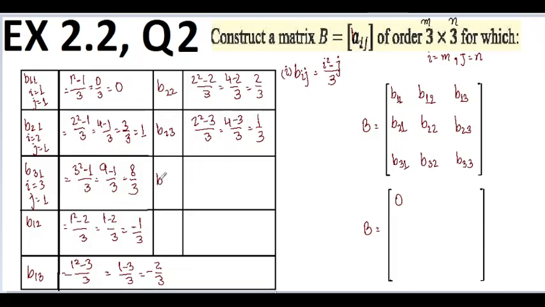Now we get B32. It is equal to (3 square minus 2) whole divided by 3. 3 square gives us 9, minus 2, whole divided by 3, and 9 minus 2 gives us 7 by 3 as it is. B33 gives us (3 square minus 3) whole divided by 3, so we get 9 minus 3 by 3. 9 minus 3 is 6 by 3, which gives us 2.